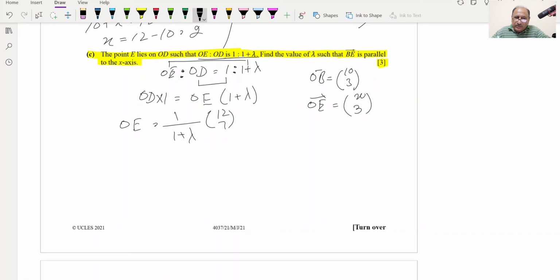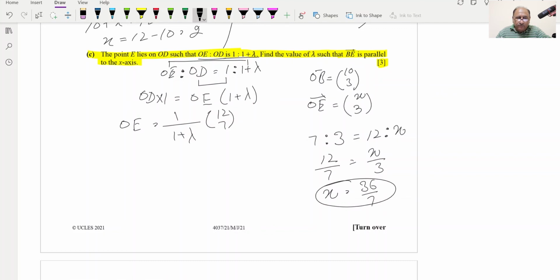OE is in terms of 7 ratio 3 will be equal to 12 ratio x. So we can write it in fraction format also, so 12 over 7 will be equal to x over 3, and we can find x. So x will be equal to 36 over 7. So this will be our x value.